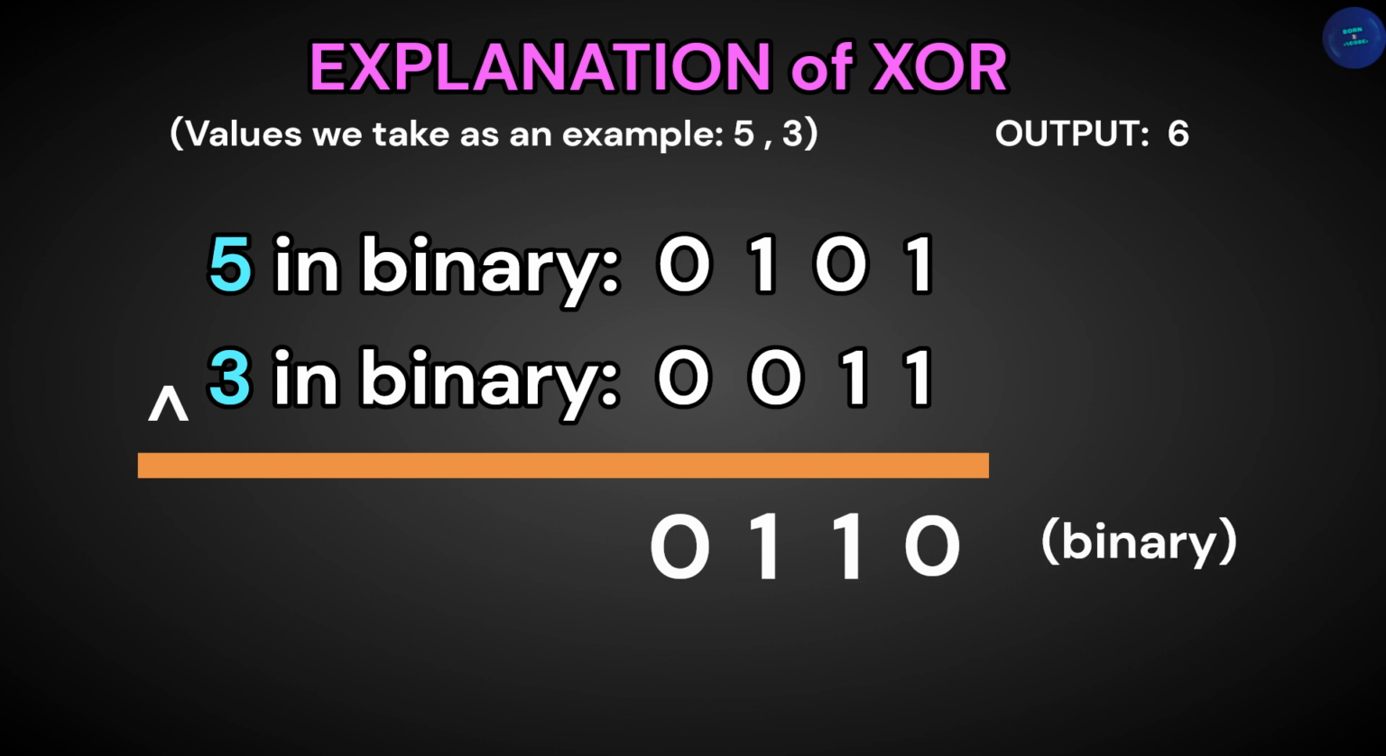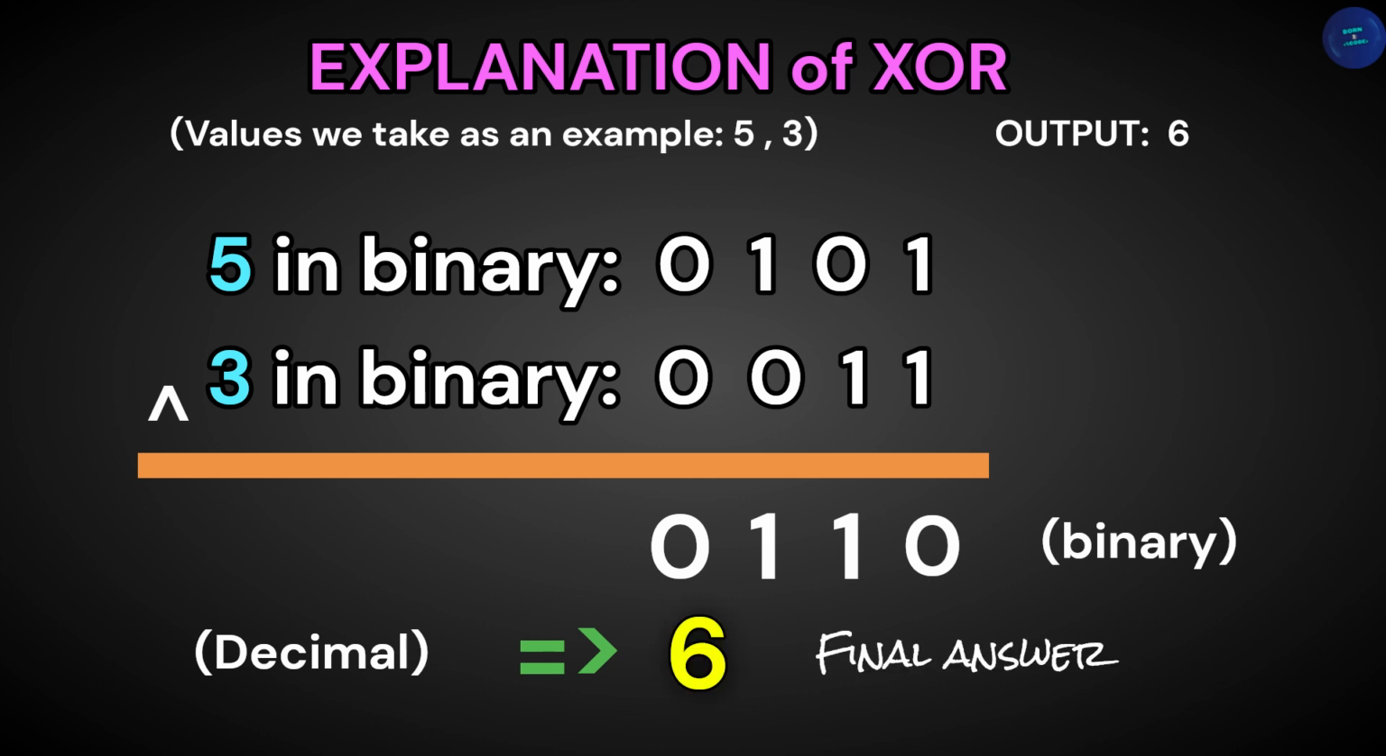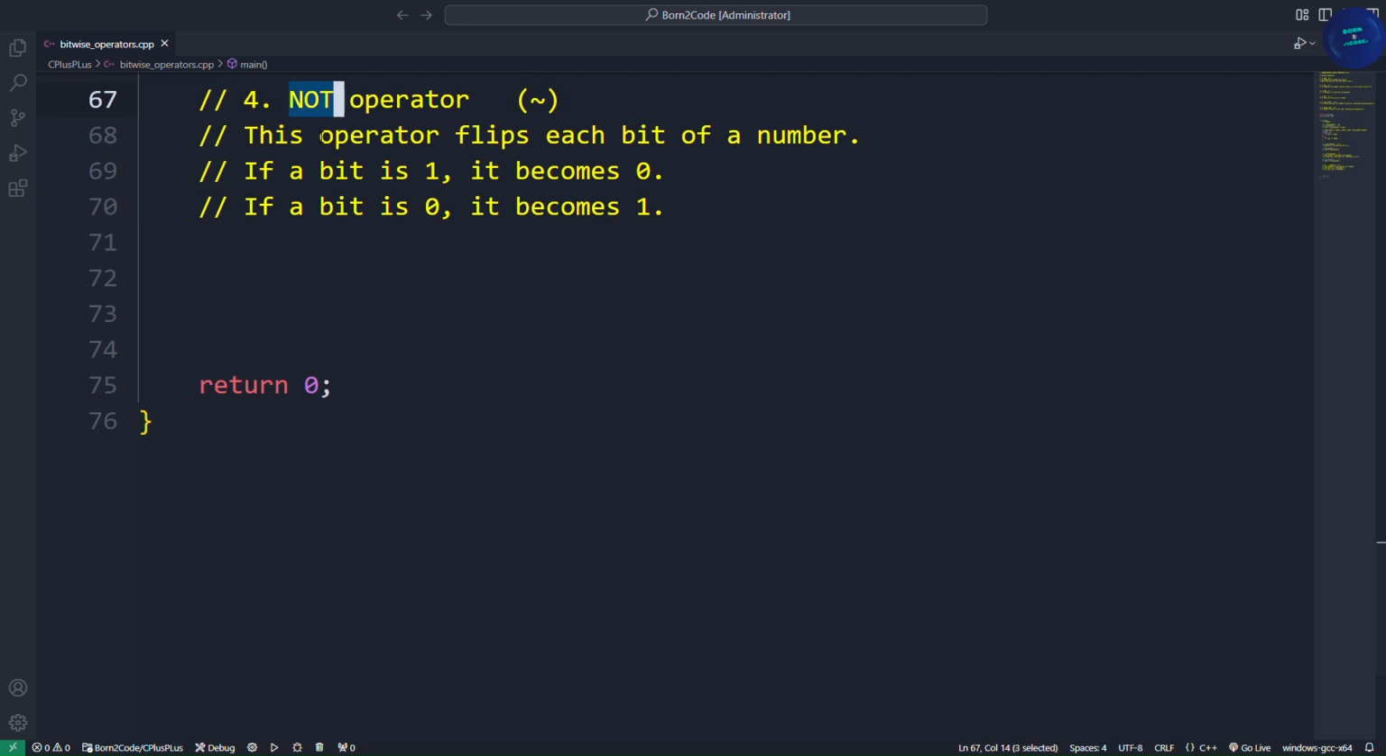Now the final binary number we got is 0110. If we convert it into decimal number, it will be 6. Hence, the final answer is 6. Next bitwise operator we're going to talk about is NOT operator, denoted by tilde.